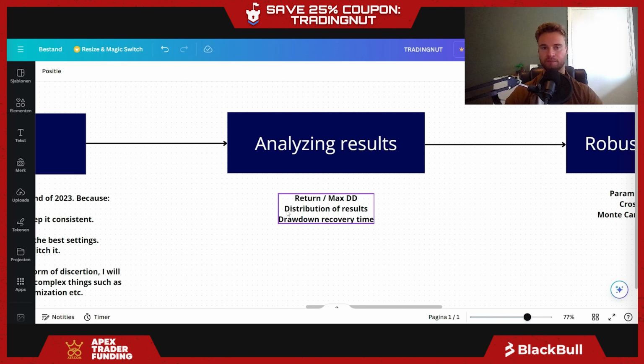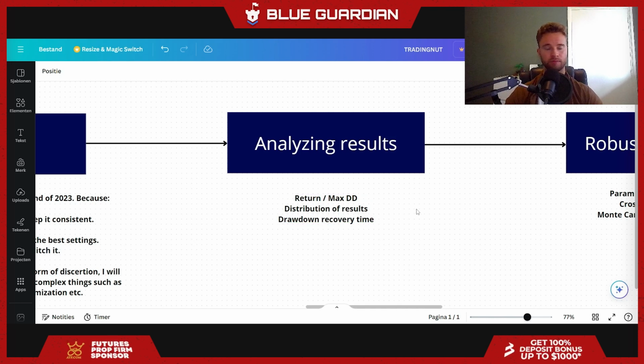Distribution of results. If you have a strategy, you test it, you develop it, and it worked in 2007, 8, 9, 10, it made a lot of returns there. But the last 4 years, it hasn't made any returns. It's probably not the best because that means it works great in the past, but as of recent, it didn't.